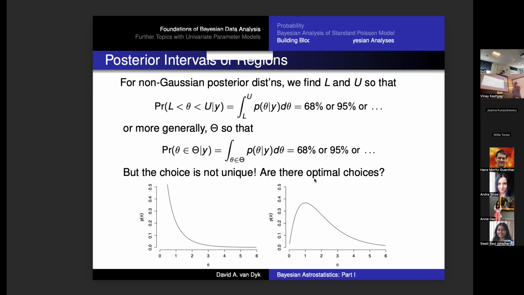But that choice is not unique. If I want to say 95% interval, I can start at 0 and put 5% in this tail, or I can put 5% in this tail and go all the way to infinity, right? And maybe both of those are a bit strange. If I want 95%, maybe it makes more sense to put 2.5% on either side, right? So the point is that this doesn't tell me what the interval is. I still need to decide how to attribute the probability.